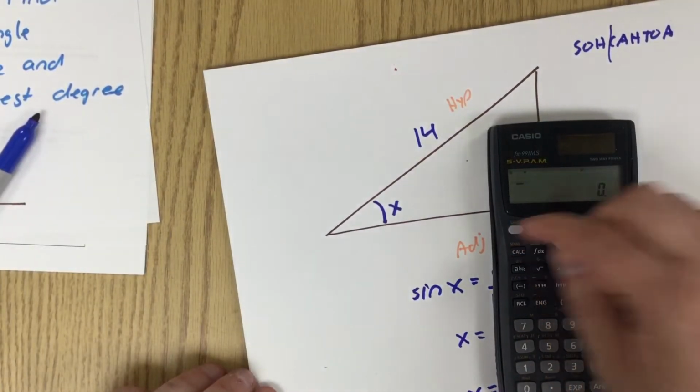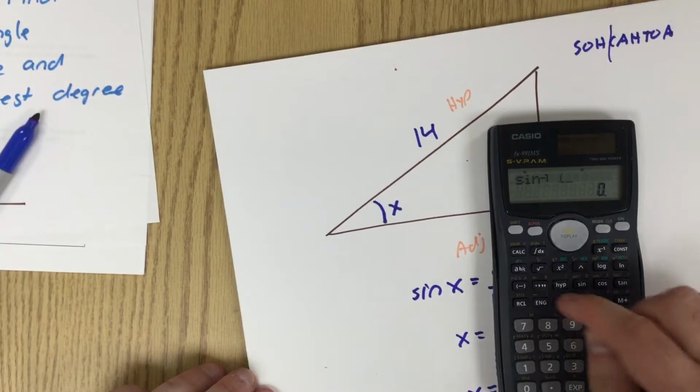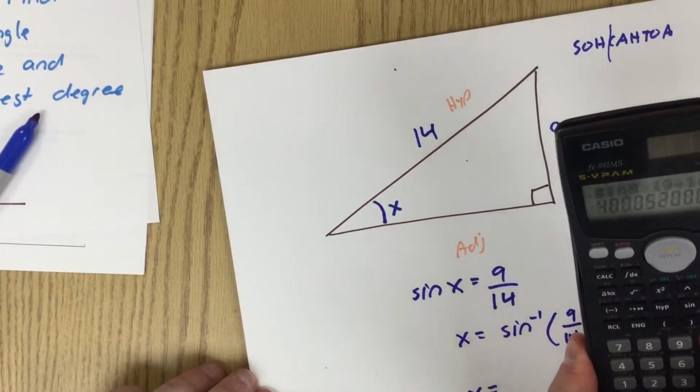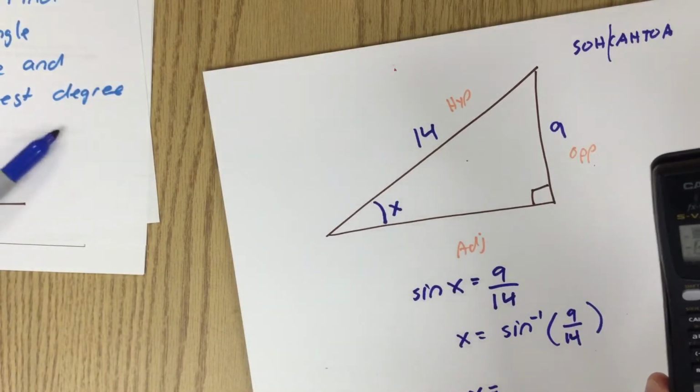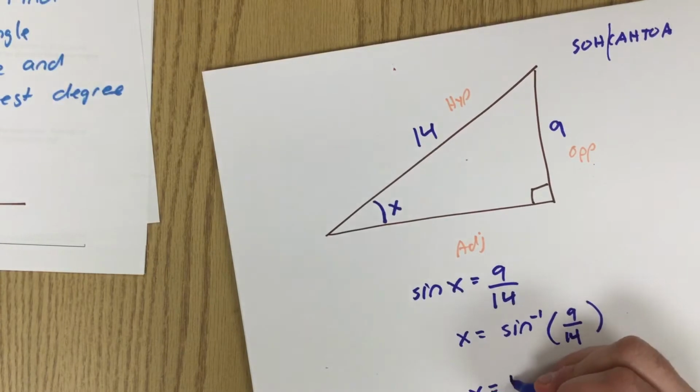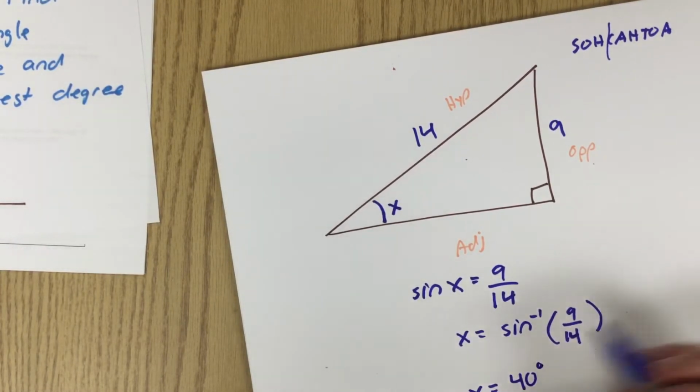I'll plug it into the calculator. The inverse sine of 9 divided by 14. And that's 40 degrees on the nose. Well, that's kind of neat. I should remember that one. So it's 40.0 degrees, which is 40 degrees on the nose.